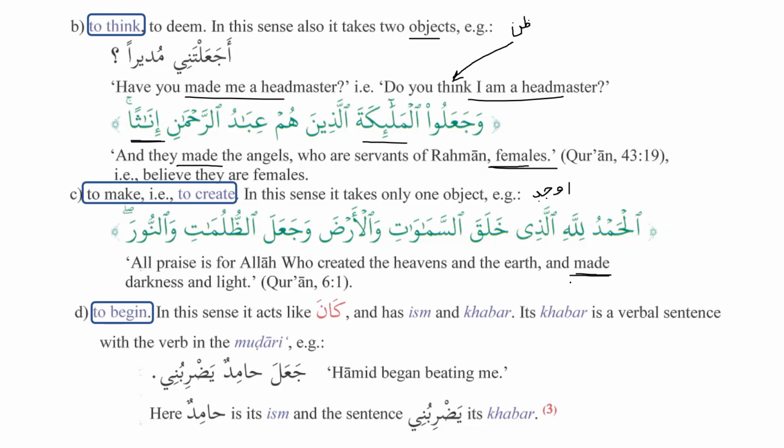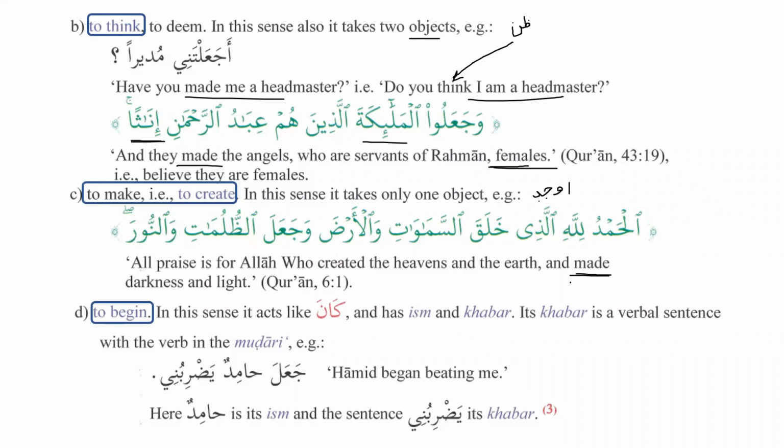What's the difference between create and make? Almost it makes the same sense, Ustad. Yeah, I mean it's like the perception of the person. Like changing, wa ja'ala adh-dhulumati wan nur. It means he created, because light and darkness are something that is created. It is not something that is made, right? It is something that comes into existence by creating it.